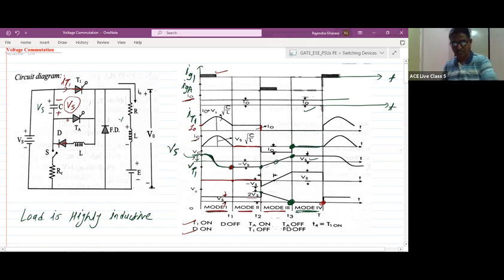Okay. So next, what about the VT1? VT1 is 0 because thyristor T1 is in on state. And what about the V0? V0 is equal to Vs only. So V0 is equal to Vs. This is during mode 1.